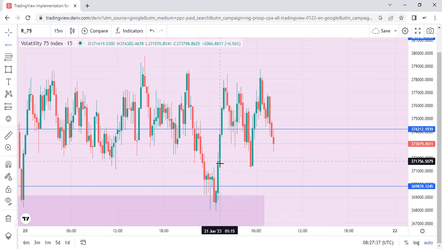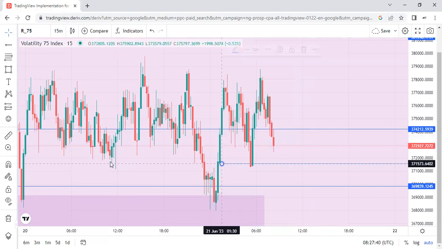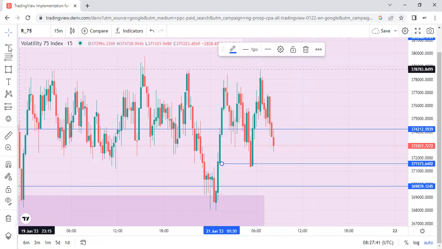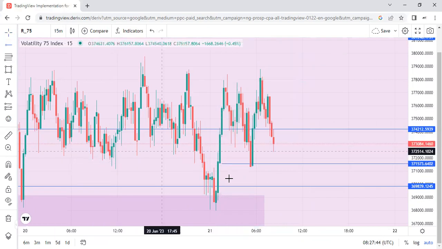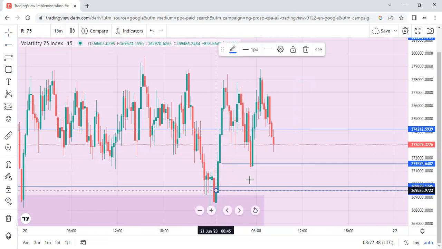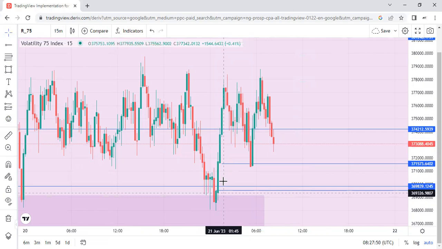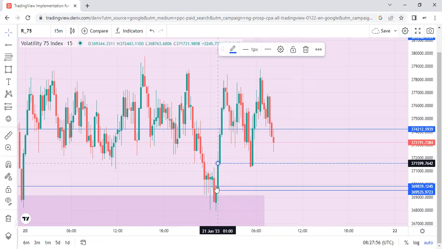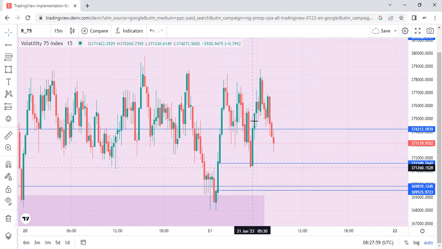I'm taking my time just to explain this so we don't have any issues with top-down analysis. So you can see that this is a fair value gap right here, from here to here. So this is a fair value gap. The market then comes back down, retests this fair value gap, then it moves up again.